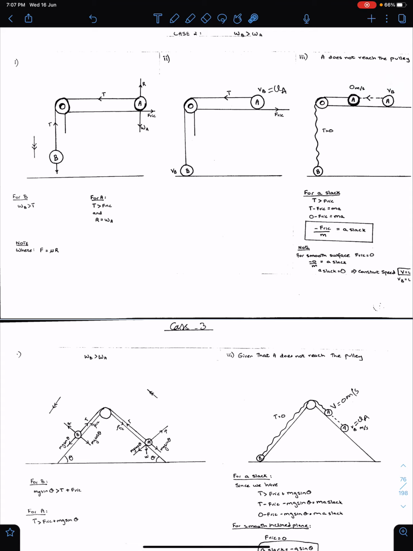You can have both the situations, and both the situations have already come in the exam. When the table is rough, then use this acceleration. When the table is smooth, then acceleration must be 0 and the speed is constant. The most important part of this situation is acceleration. You must know how to get the acceleration for A slack, when the string becomes slack.